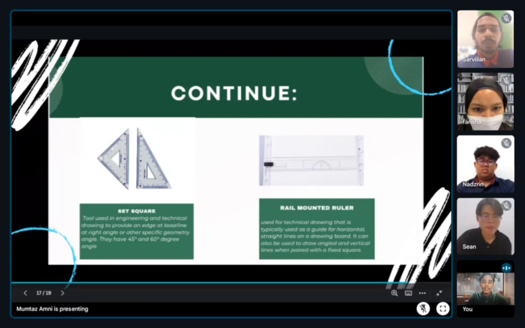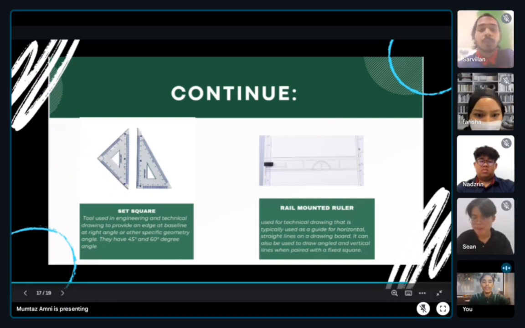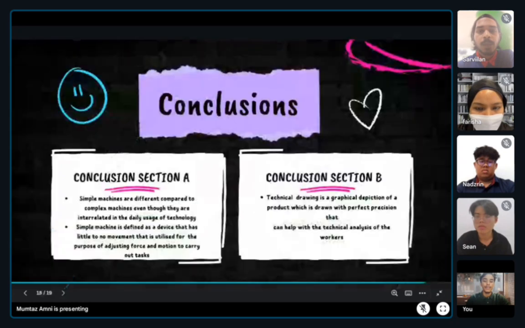The last one is the rail mounted ruler. The rail mounted ruler is used for technical drawing and is typically used as a guide for horizontal straight line on a drawing board. It can also be used to draw angle and vertical line when paired with a fixed square. That's all from me.